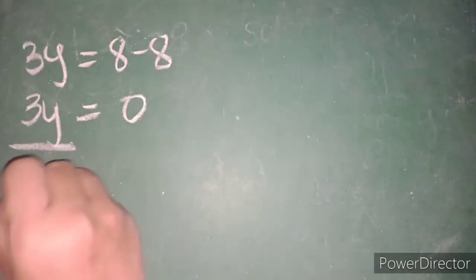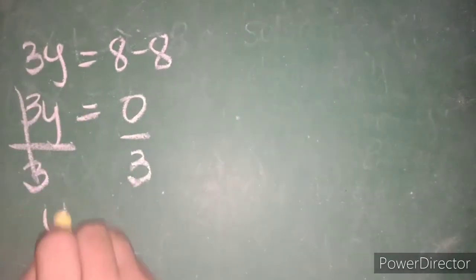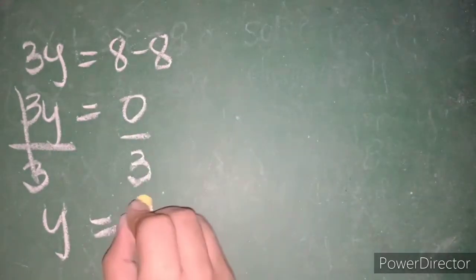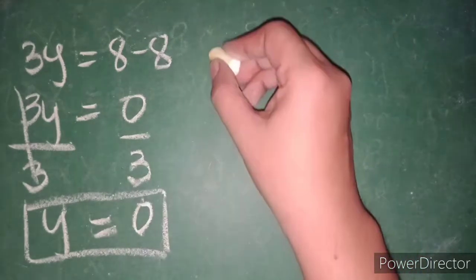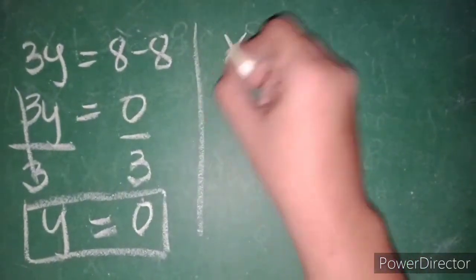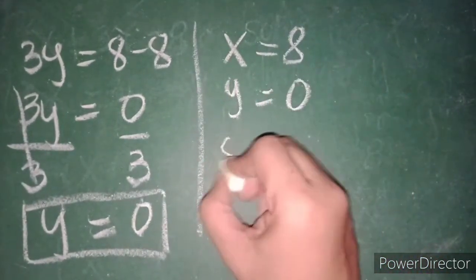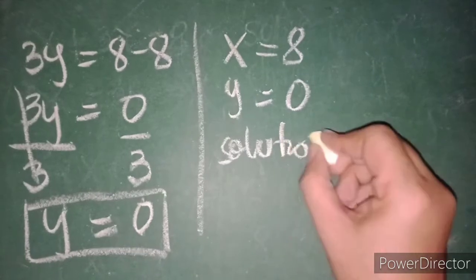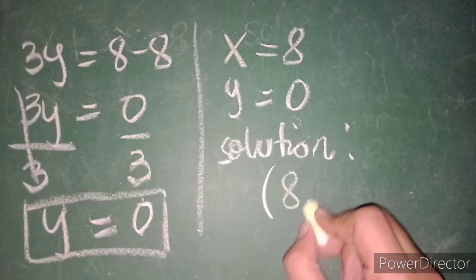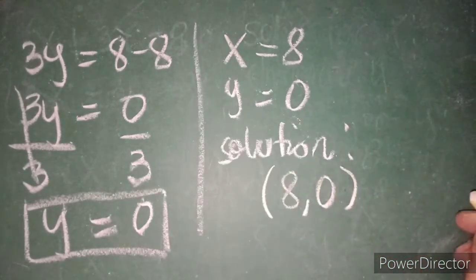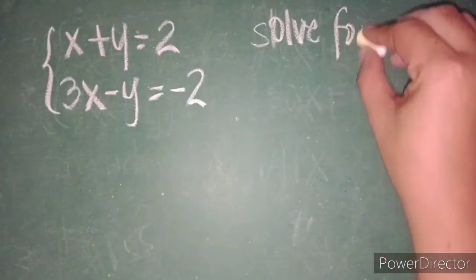Then, divide both sides by 3 para makancel ang 3. So, 3y divided by 3 is y, or cancel 3. Then, 0 divided by 3 is 0. Then, the value of y is equal to 0. Okay, again, ang value ng x natin ay 8. Ang value ng y natin is 0. Therefore, the solution of the system of linear equations is positive 8, 0.